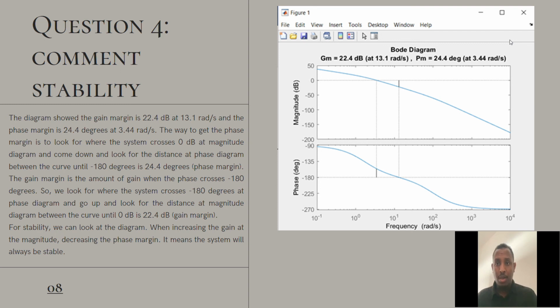For the stability, we can look at the diagram when the gain is increased at the margin. The decrease of the phase margin means the system will always be stable.